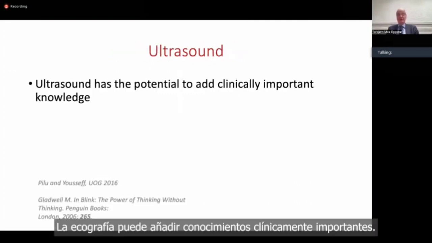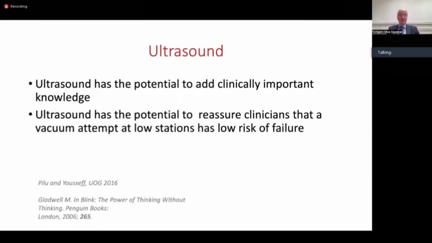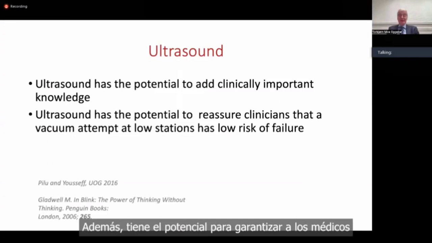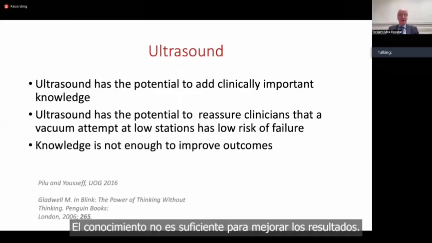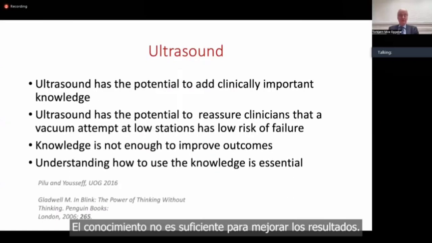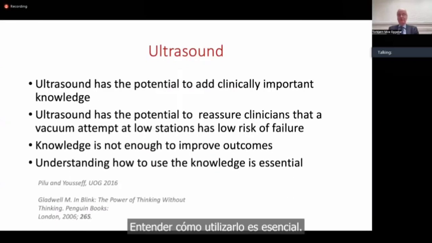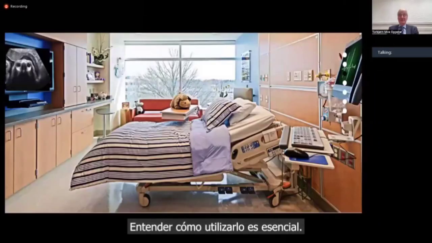Ultrasound has the potential to add clinically important knowledge. Ultrasound has the potential to reassure clinicians that a vacuum attempt at low stations has low risk of failure. And knowledge is not enough to improve outcomes. Understanding how to use the knowledge is essential.